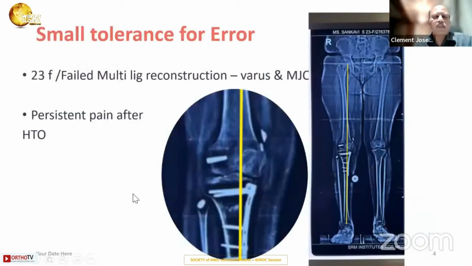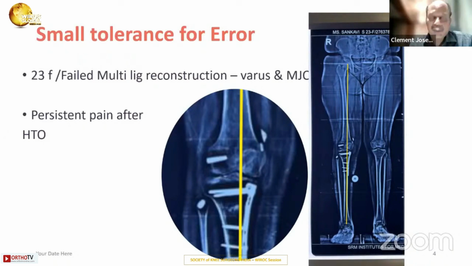This is a case example in which this 23-year-old female underwent a few surgeries for a multi-ligament injury which failed, resulting in a varus aligned knee. She was rightly advised on high tibial osteotomy by a surgeon. But even after the osteotomy, she continued to have pain. Because as you can see here, this osteotomy was done without preoperative planning and using a cable technique as the intraoperative assessment. And in fact, the operated knee has more varus than the opposite knee.